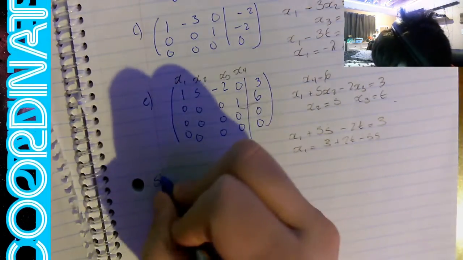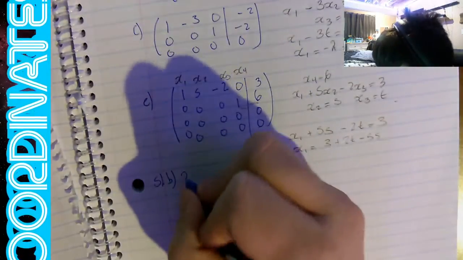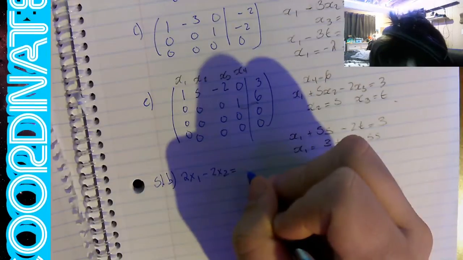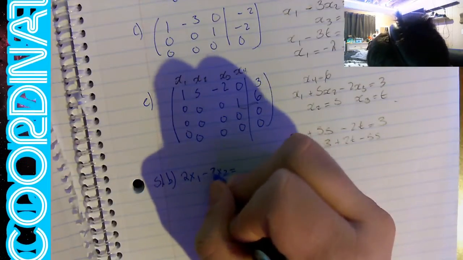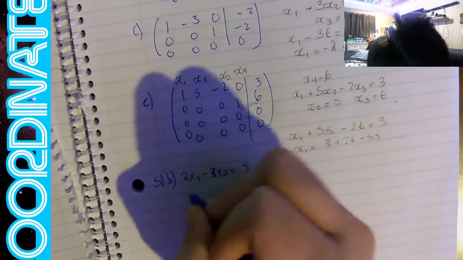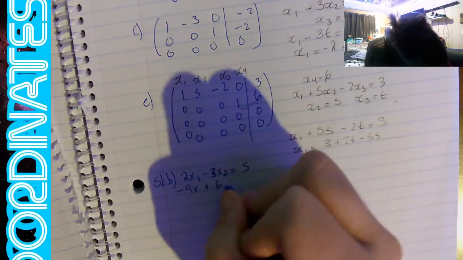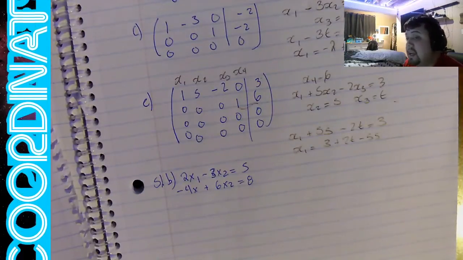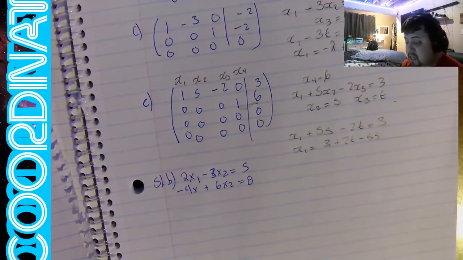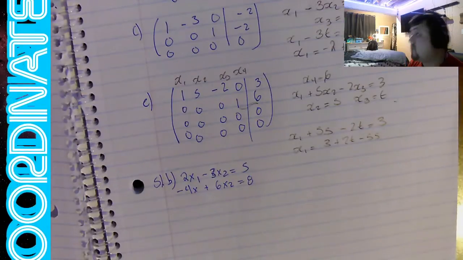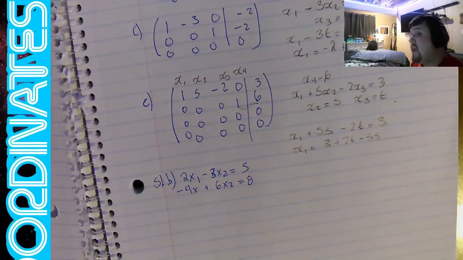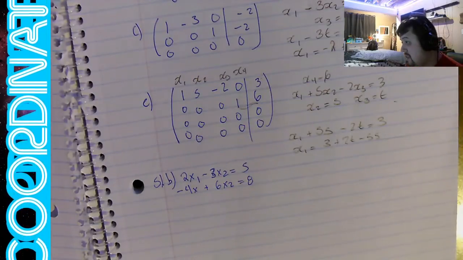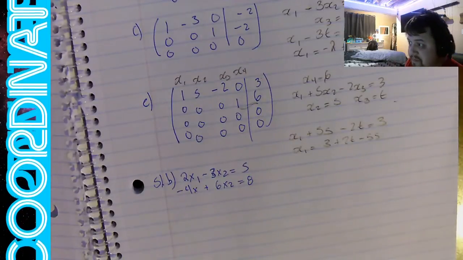B5: 2x1 minus 3x2 equaling 5. Minus 4x1 plus 6x2 equaling 8. Now they say to use back substitution, but what I'm doing is using Gaussian elimination, that process before where we go through each row and reduce to 0. And I actually use Gauss-Jordan elimination, which is a combination of Gauss elimination, but you go upwards as well.